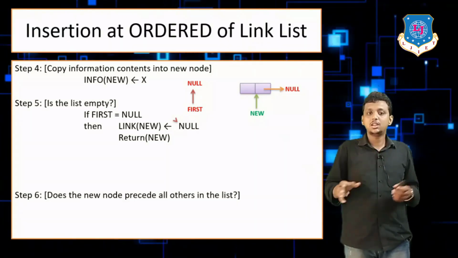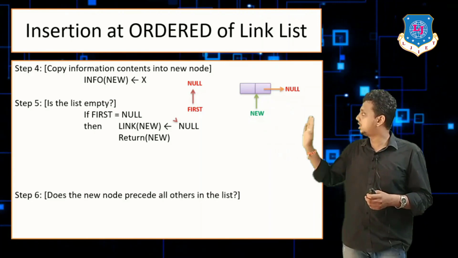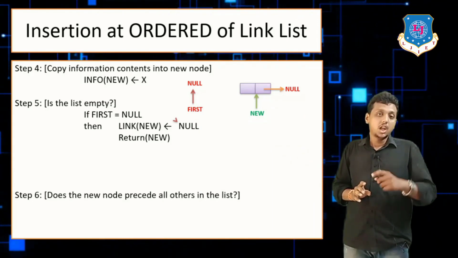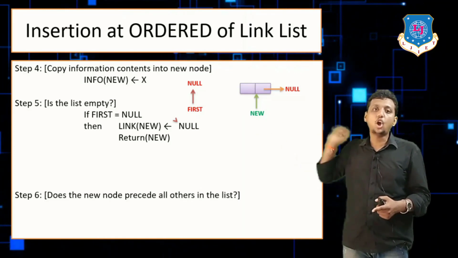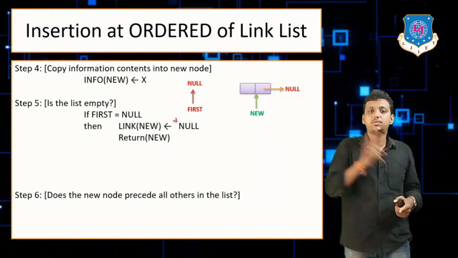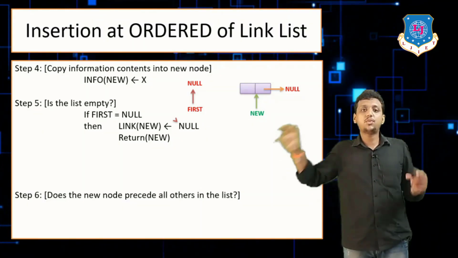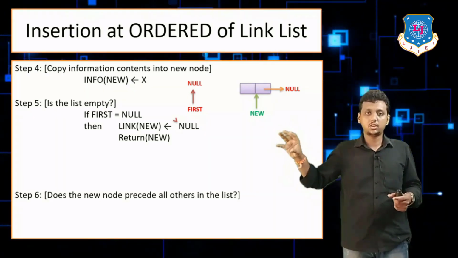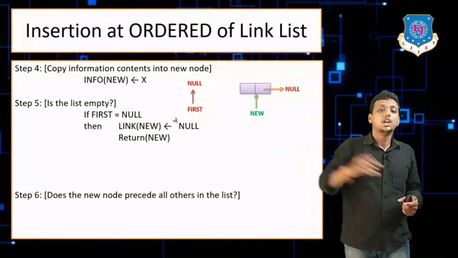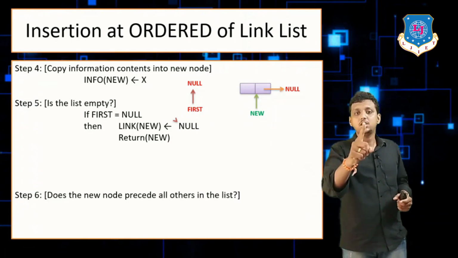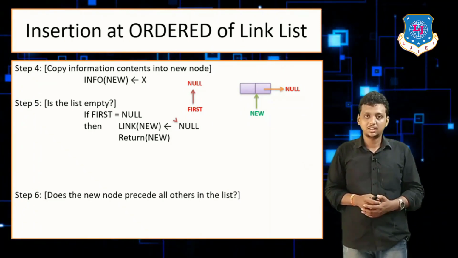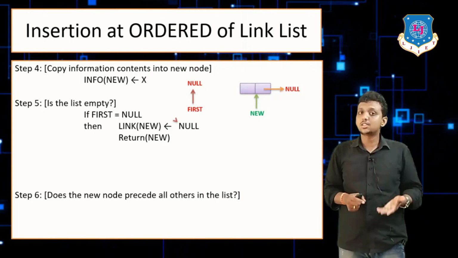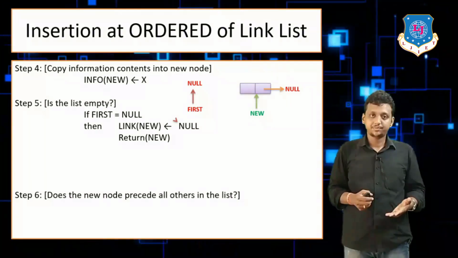If this is your linked list, like 10, 20, 30, 40, and you are going to insert 5 over there, then 5 is lesser than all the values 10, 20, 30, 40. So 5 must be inserted over here, before 10, 20, 30, 40. So 5 must be inserted at the first position of the linked list. And you are already aware of how you can insert that. But for this, you need to check something.